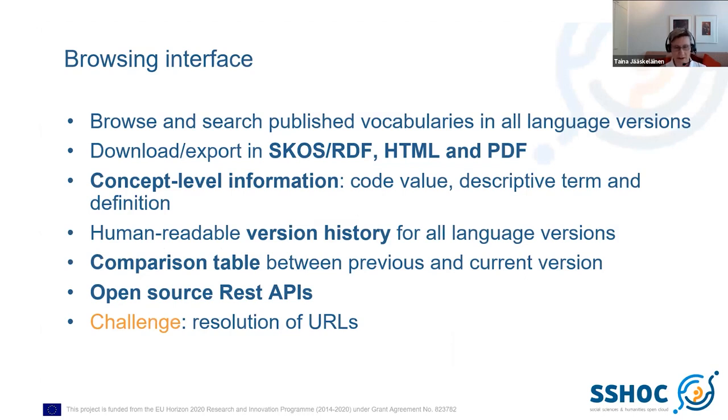And the browsing interface, where you can, of course, browse and search vocabularies, and then you can download. So at the moment, we have three formats where you can download. It's SKOS, RDF, HTML, and PDF. And of the concepts within the vocabulary, we have three information elements, which is a code value, and then you have the descriptive term. The code value is the same in all language versions, and the descriptive term is what is translated, and then you have the definition.